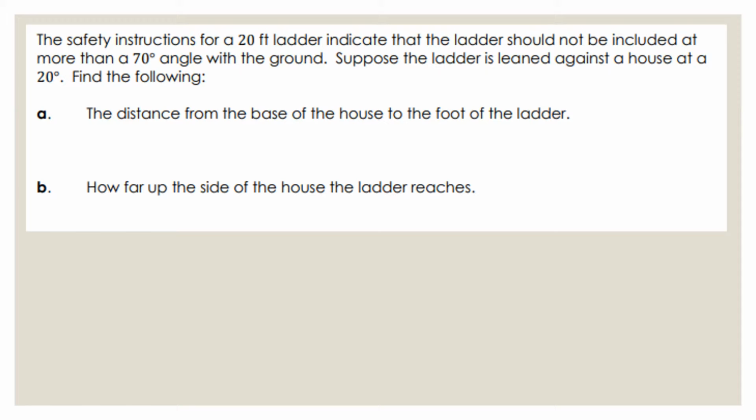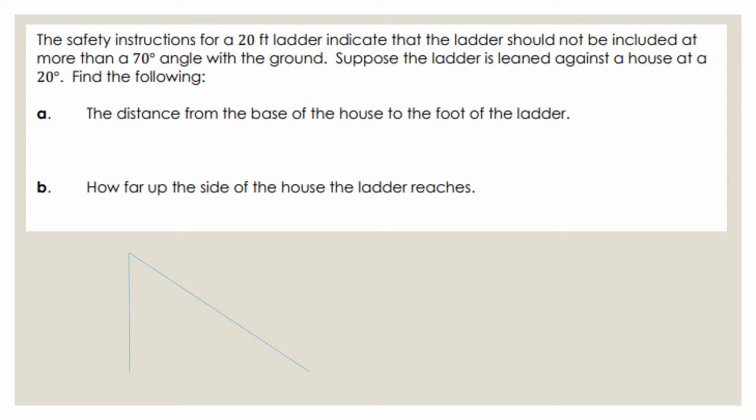Our next problem is also going to be about ladders. It says the safety instructions for a 20-foot ladder indicate that the ladder should not be inclined at more than a 70-degree angle with the ground. Suppose the ladder is leaning against a house at a 20-degree angle. Find the following: the distance from the base of the house to the foot of the ladder, and how far up the side of the house the ladder reaches.